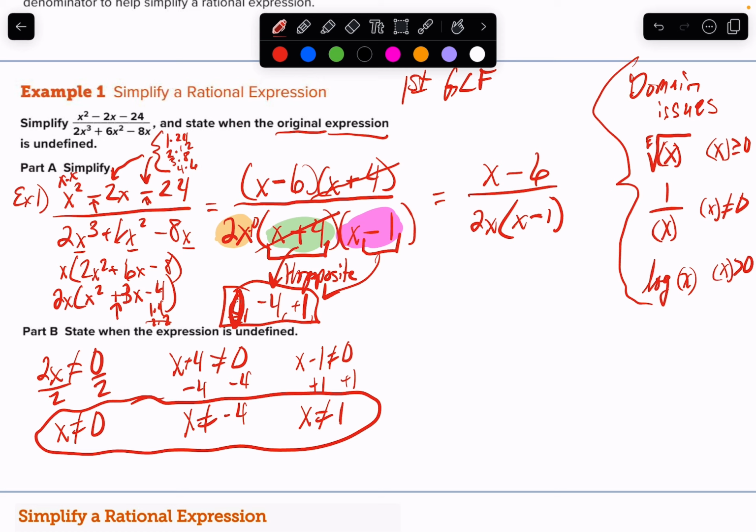You'll have to watch out for those. You have to list them, especially ones that disappear. You may not list the 0. You may not list the 1. But you'd have to list x is not allowed to be negative 4.